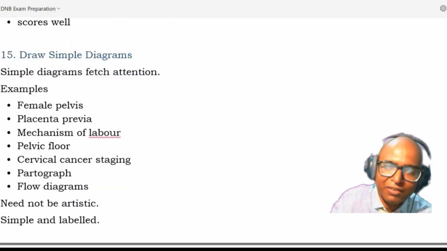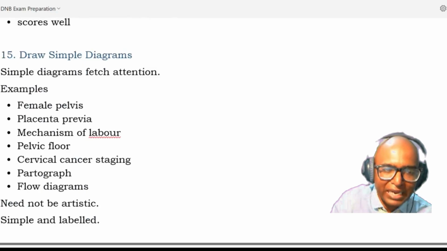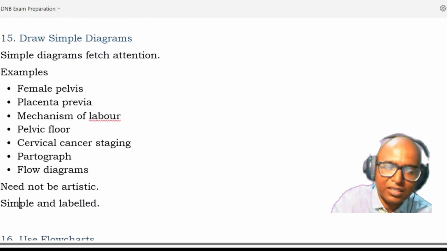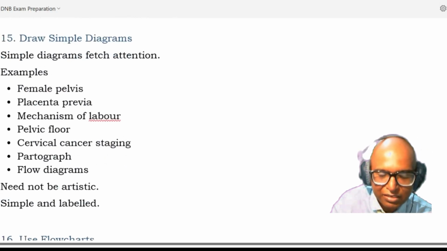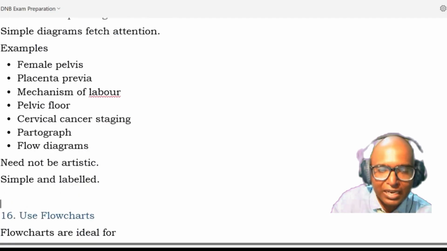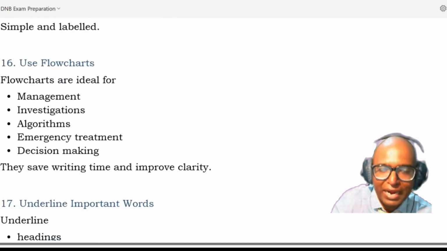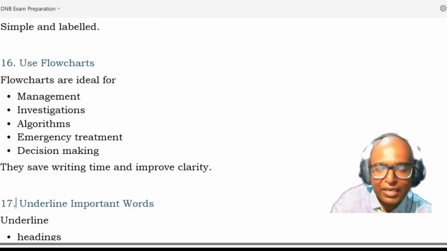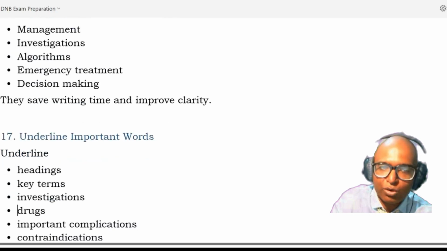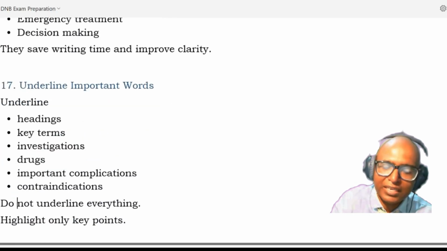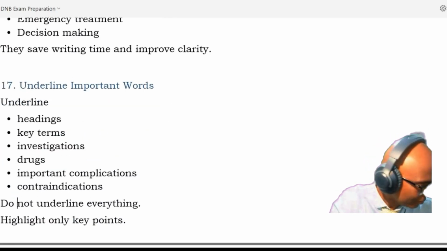Draw simple diagrams. A simple diagram will fetch attention, like female pelvis, placenta previa, mechanism of labor, pelvic floor, etc. You should draw certain diagrams, and they need not be artistic. You should just draw a simple diagram and label it. Always use flowcharts. Flowcharts are ideal for management, investigations, algorithms, emergency treatment, decision making. Flowcharts are going to be very, very important. They give you the clarity.